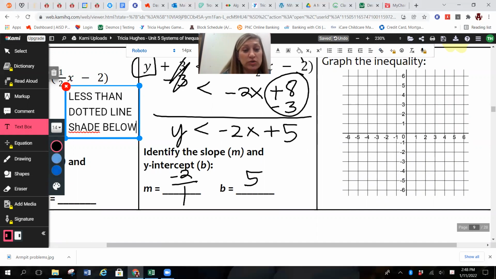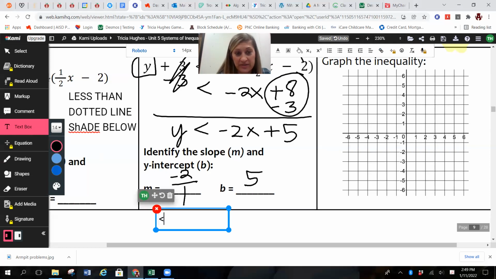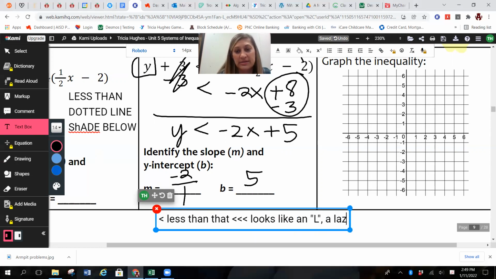One of my students told me how they remember that this is a less than sign: it looks like an L, a lazy L. So it does look like you took the letter L and you squished it. It's lazy. It didn't drink its 5-hour energy drink that day. It is super sleepy. And so it got lazy, sleepy, tired. And that is a less than sign.